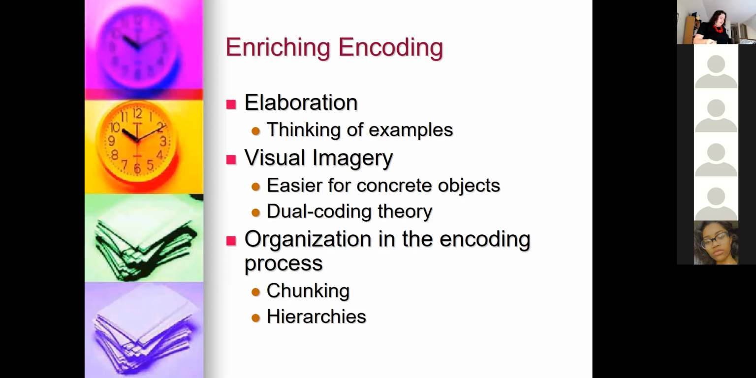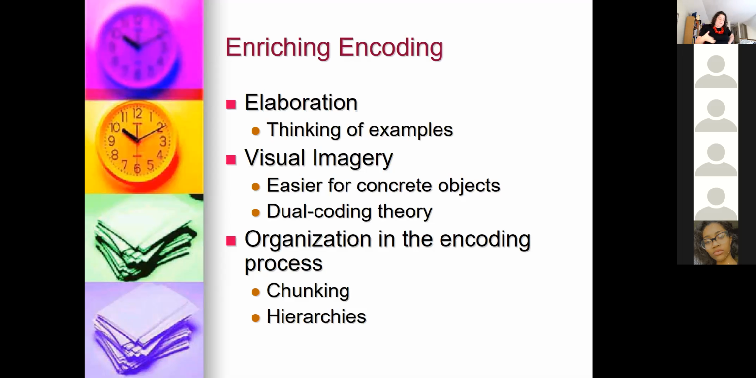Dual coding theory holds that memory is enhanced by forming semantic codes, so those deep processing, or visual codes. Either of those things can lead to recall. And obviously, if you do both, even more helpful.